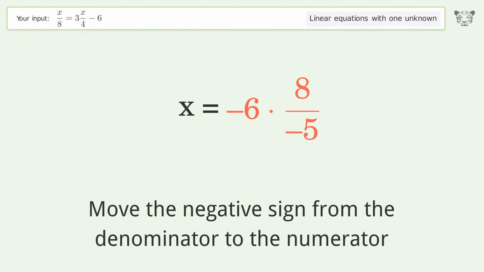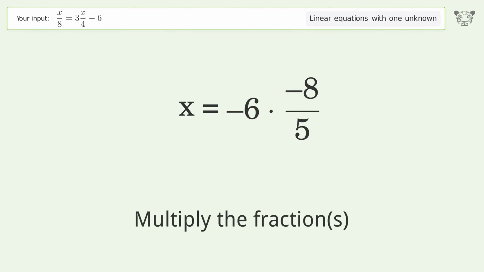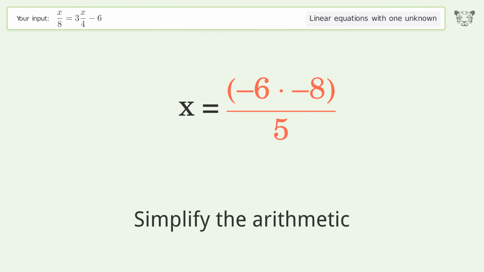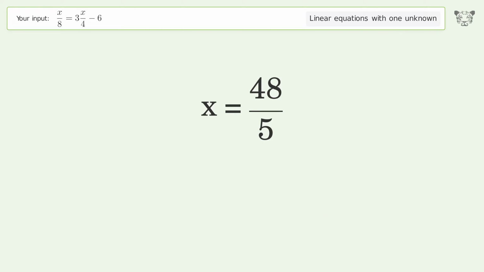Move the negative sign from the denominator to the numerator. Multiply the fractions. Simplify the arithmetic. And so the final result is x equals 48/5.